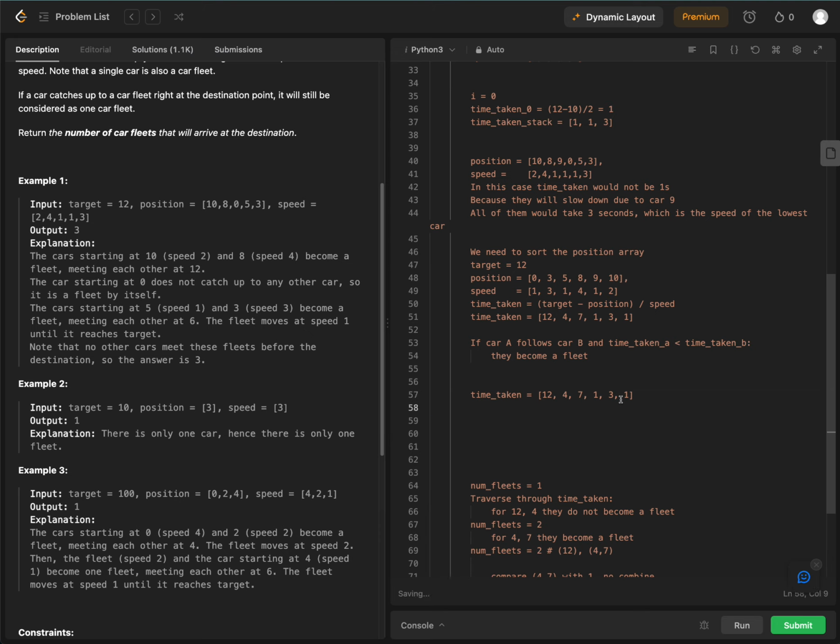Yes, and then we are looking from the back. So 1 and 3 do not become a fleet, right? We're looking at 1 and 3. This takes 3 seconds to catch up. This takes 1 second to catch up, right? How do I combine 10 and 2, 8 and 4? Well, let's just say it's 2 fleets, right? Num fleets here, you initialize it as 1. 3 does not catch up with this.